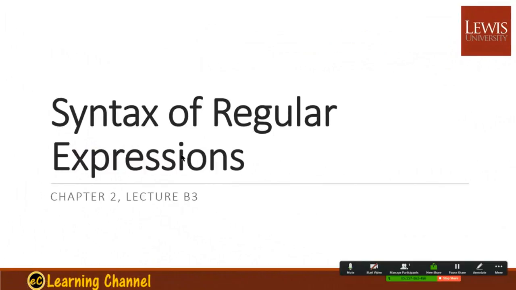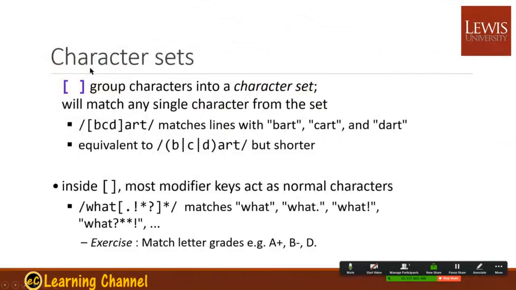Syntax of regular expressions. A character set uses the left and right brackets. You can have B, C, or D as the starting symbol, so the relationship of the symbols here is an OR relationship. Any of these appearing in front of ART will match the pattern. So this one is equivalent to this.